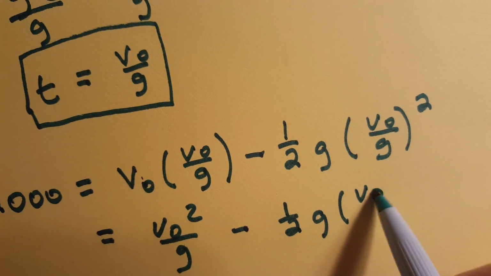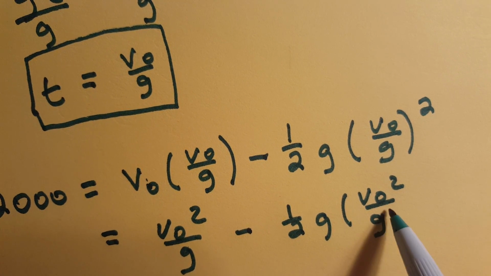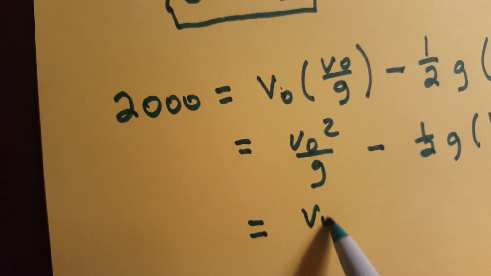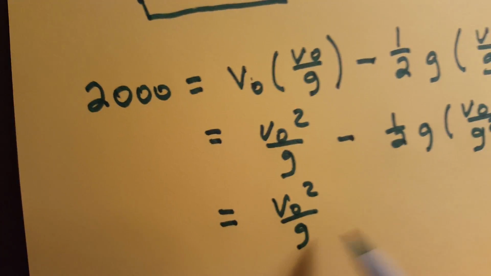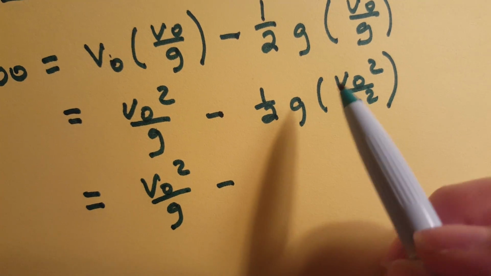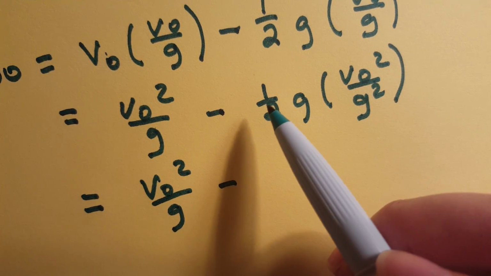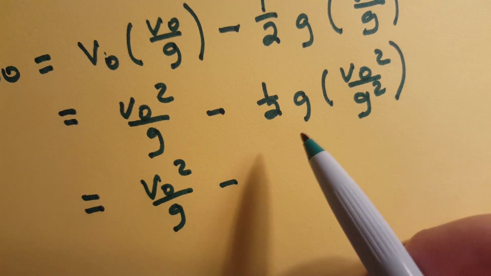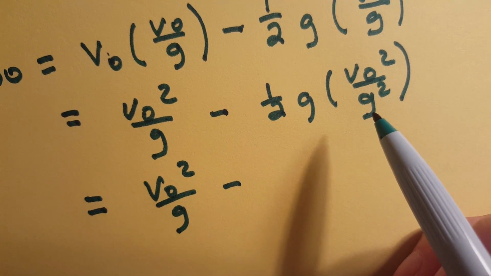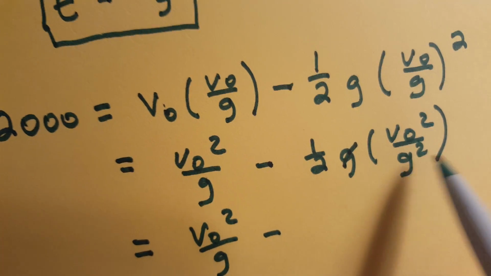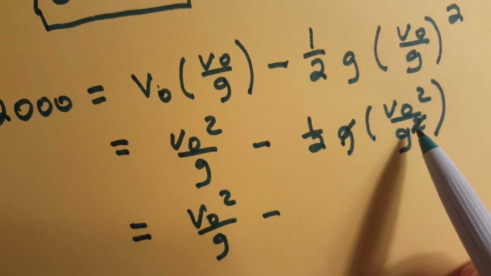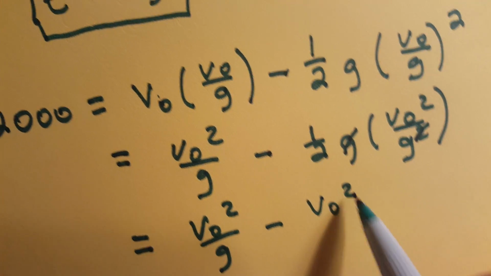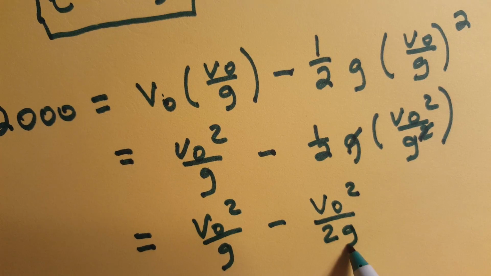Here I have v sub 0 squared over g squared. And so in the numerator I have 1 times g times v sub 0 squared, all over 2 times g squared. I can cancel out this g with one of these g's, and so in my numerator I just have v sub 0 squared all over 2g.